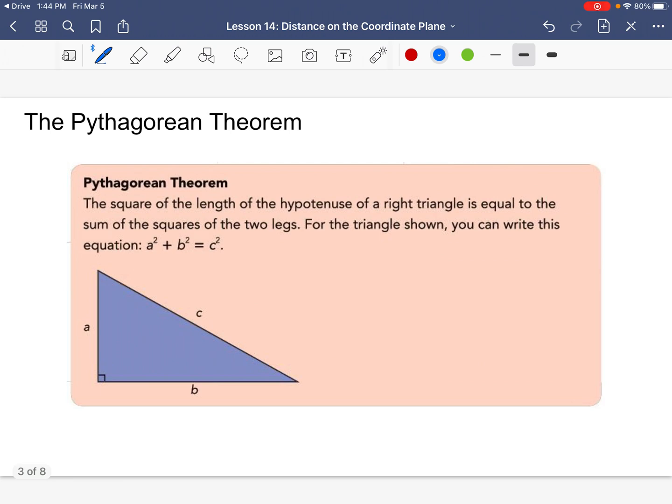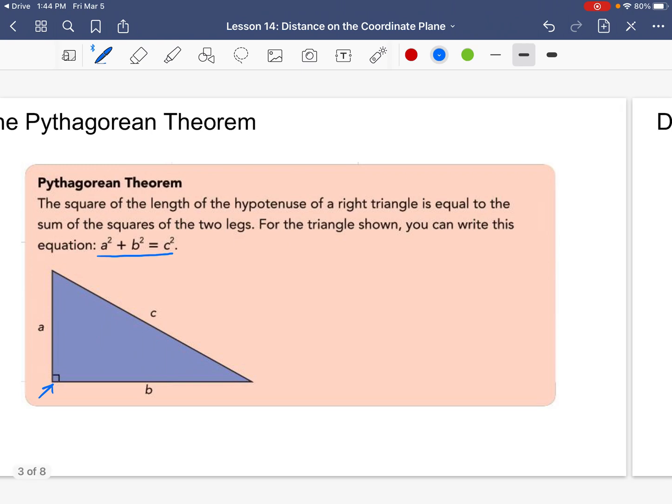And just to recall, as we will be using the Pythagorean theorem, when you have a right triangle with a right angle here and two legs A and B and a hypotenuse C, a squared plus b squared equals c squared, and we can use this, the Pythagorean theorem, to calculate the length of lines on right triangles.